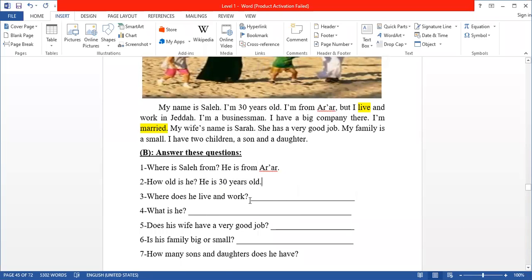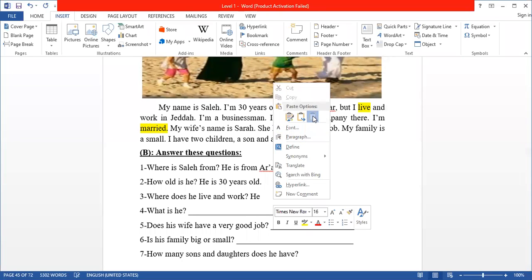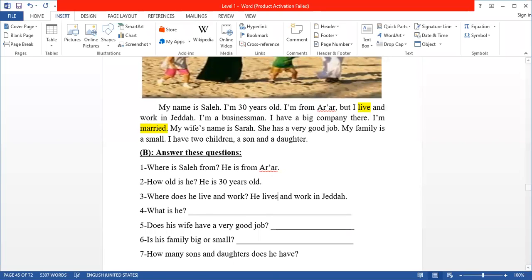Where does he live and work? He said that I live and work. He lives in Jeddah. He lives and works in Jeddah. We are going to put S here because it is he. He lives and works in Jeddah.